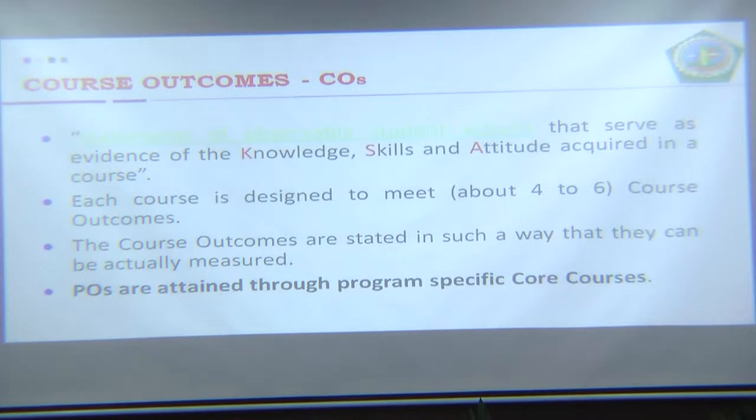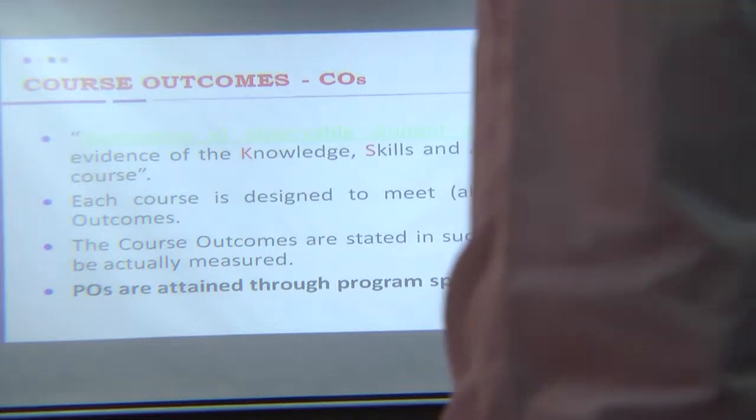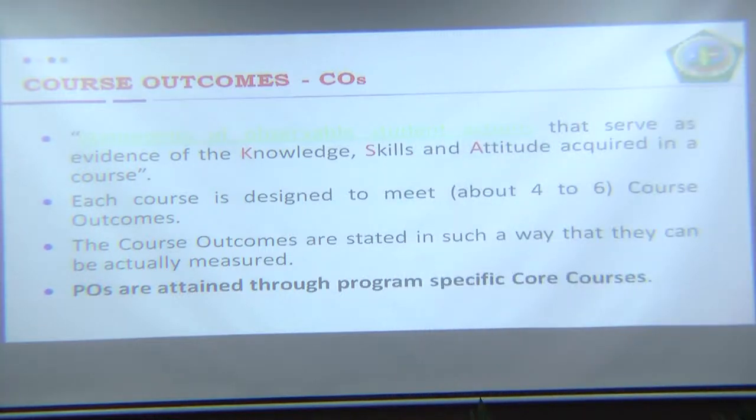If this course level thing is religiously followed, or you can say the ideal process is implemented at course level, then this OBE will be achieved in the true sense. So these statements of observable student action will be evident through these course outcomes. Each course will be designed to meet 4 to 6 course outcomes. I'll show you one sample of the course outcome as well, so that will give you an idea of how we can define and evaluate course outcomes.